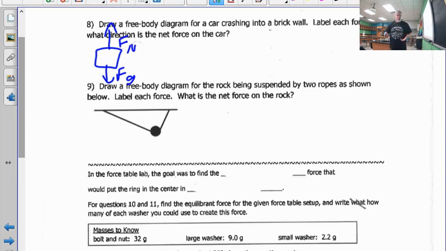How about the wall? How do we put the wall in our free body diagram? If we think of it from the car's perspective, how does the wall exert a force on the car? What direction? Well, let's just say the car is going to the right, for a car crashing into a brick wall. So if the car is moving to the right, the car is going to exert a force on the wall to the right. It means the wall is going to exert a force on the car to the left. This is Newton's third law, equal and opposite.